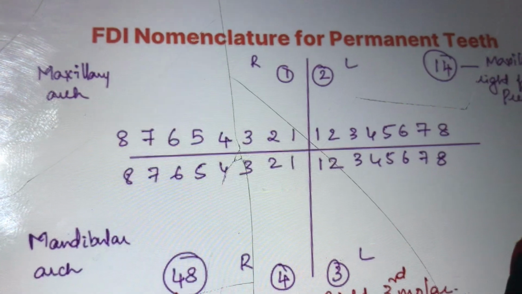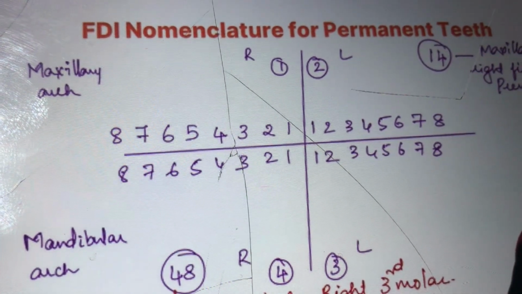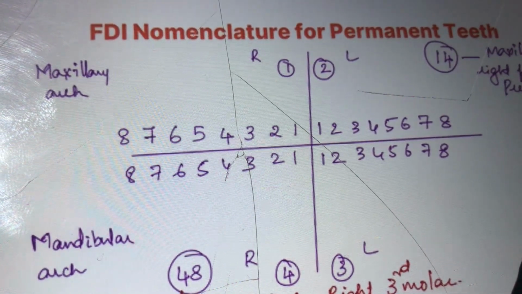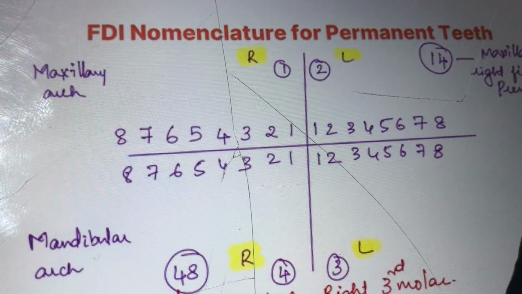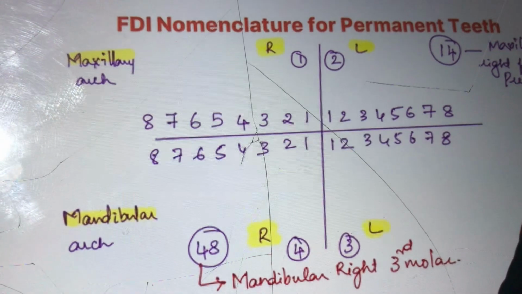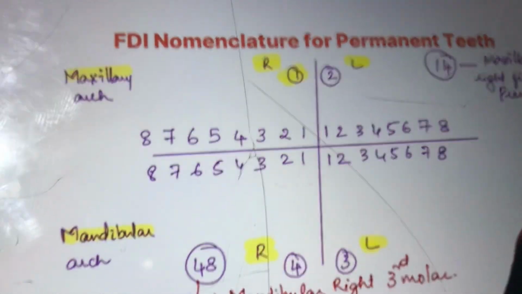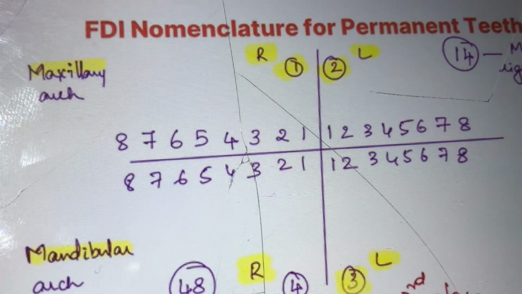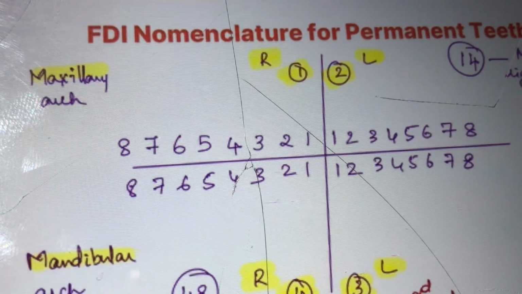Let's see the FDI nomenclature for permanent teeth. Similar to the primary teeth, we divide the oral cavity into 4 quadrants. You have your right, left, left and right. This will be your maxillary arch and this is your mandibular arch. Now here, quadrant 1 is the right maxillary. Quadrant 2 will be your left maxillary. Quadrant 3 will be your left mandibular. Quadrant 4 is your right mandibular.